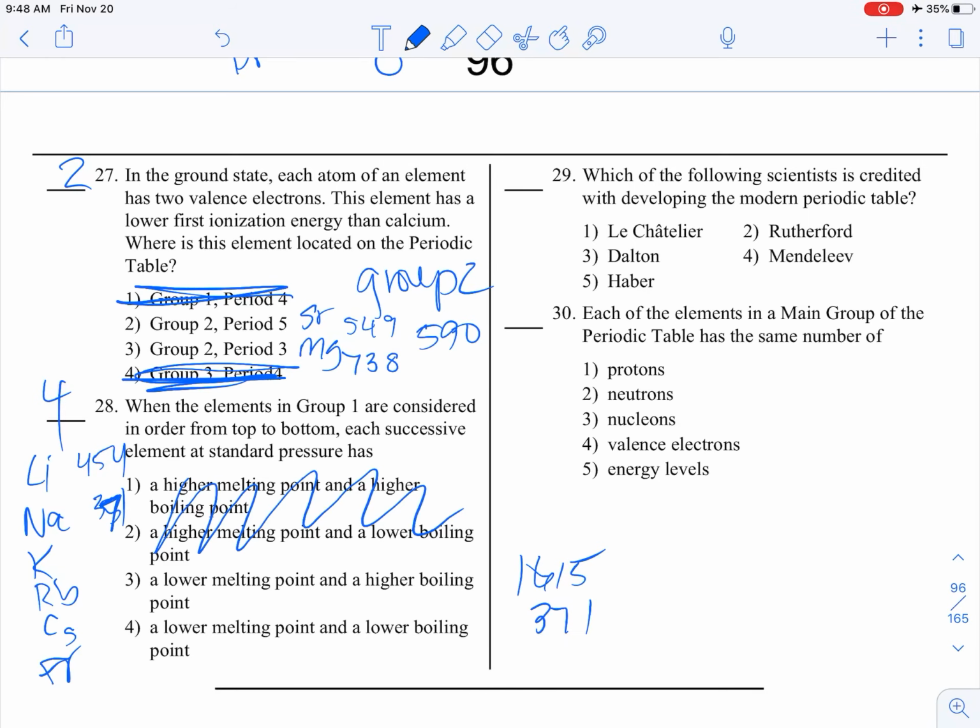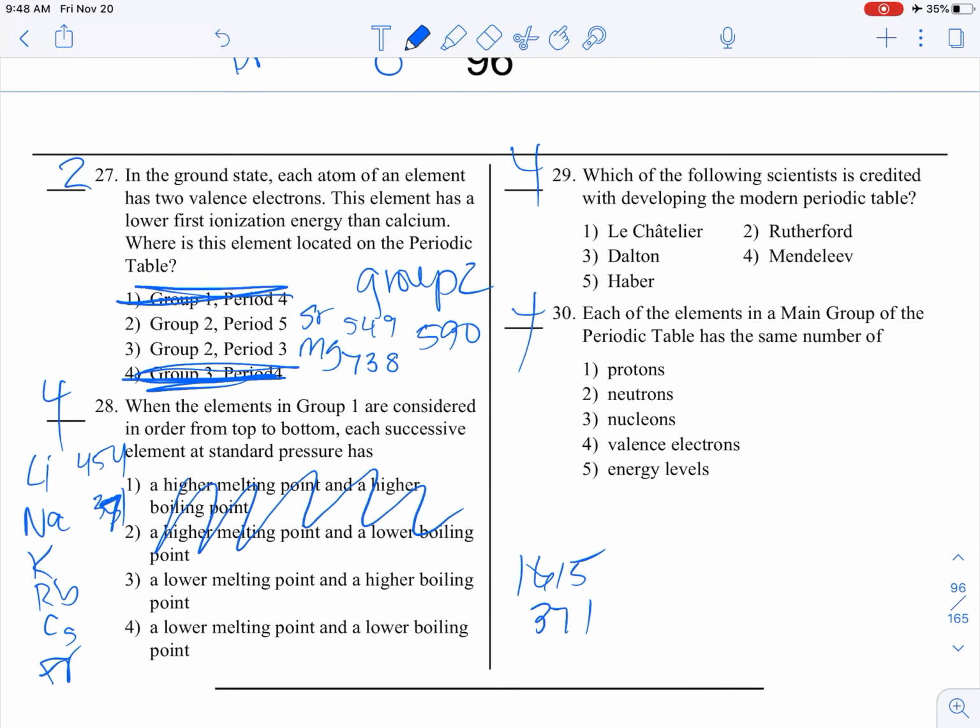Which of the following scientists is credited for developing the modern periodic table? Mendeleev. And each of the elements in a main group of the periodic table have the same number of valence electrons. Yeah, that's kind of weird. I had to think about it for a second.